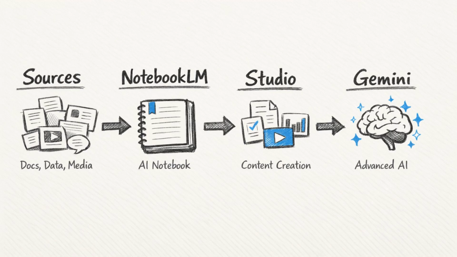Before diving into the tool, it helps to understand the overall workflow. First, we collect sources, then NotebookLM analyzes them. Studio transforms that research into useful outputs, and finally, Gemini allows us to synthesize insights across multiple notebooks, effectively turning this into our personal AI knowledge base. So let me show you how this actually works in a real example.